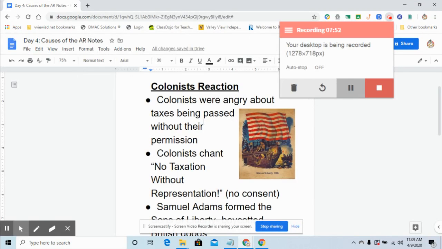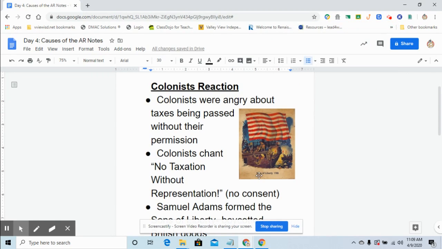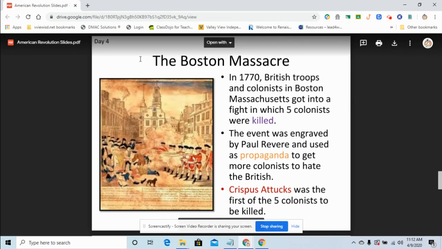For my picture, I went ahead and inserted a picture of the Sons of Liberty during the Boston Tea Party. And even though we're not quite there yet, it kind of reminds me of how upset the colonists were and how willing they were to put their freedom on the line simply to prove a point that what they were experiencing was unfair. We're going to go ahead and move on to our next slide, which is the Boston Massacre.